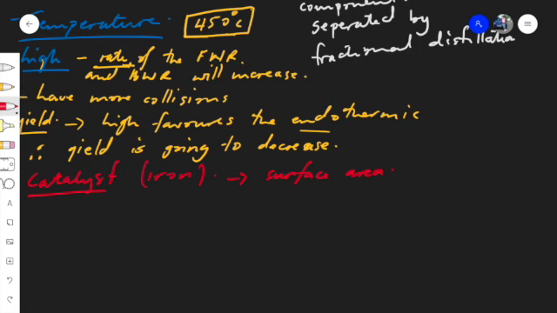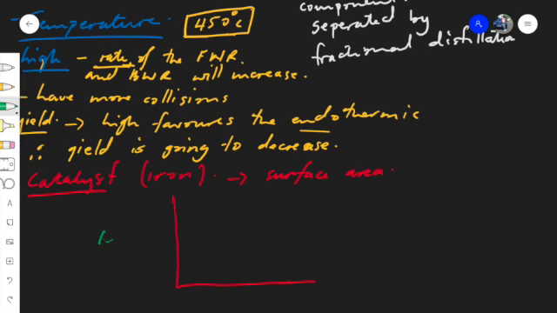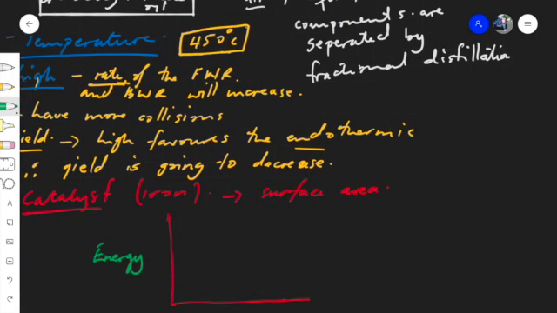So let's look at it graphically. If we look at the catalyst graphically, this is going to be your energy, and this is going to be your reaction pathway. And obviously we already know that our reaction is endothermic. So because it is endothermic, the energy of the reactants is higher than the energy of the products. So these will be your reactants, and this is your products.